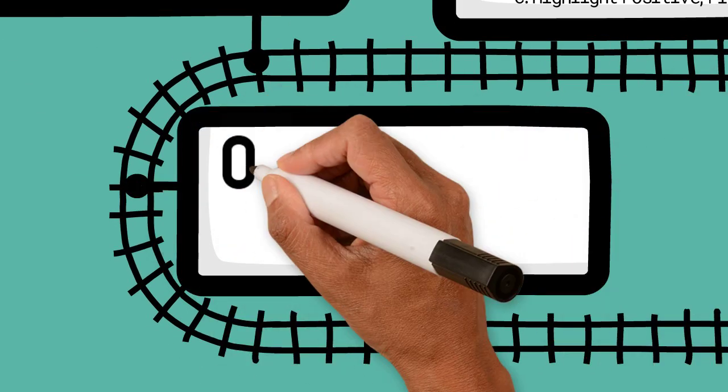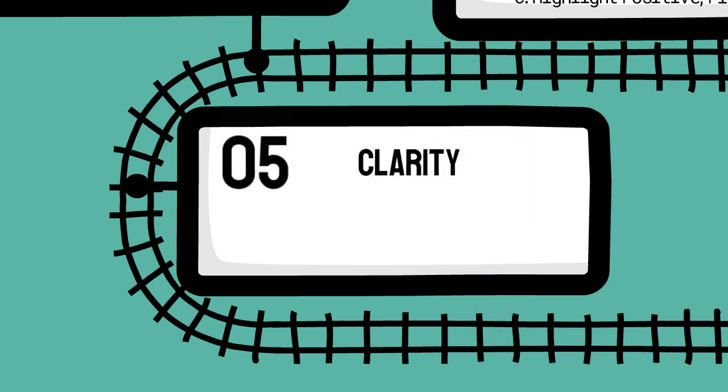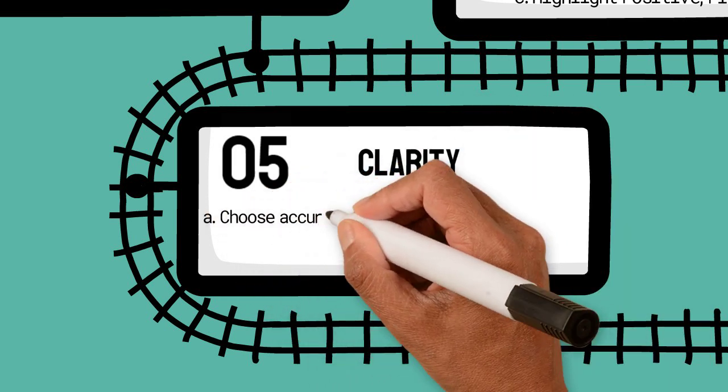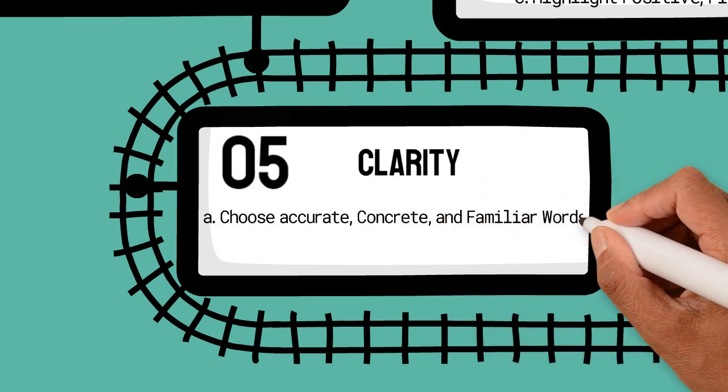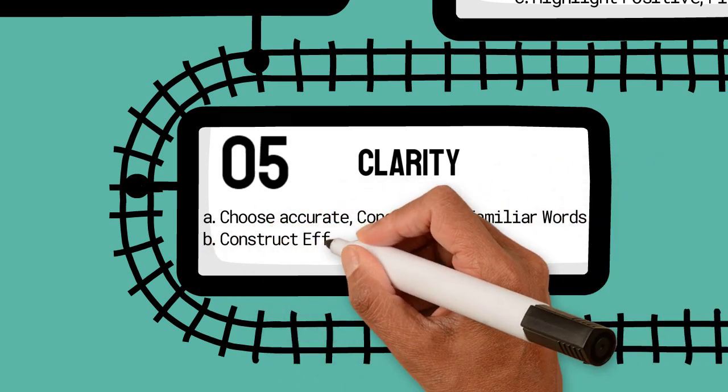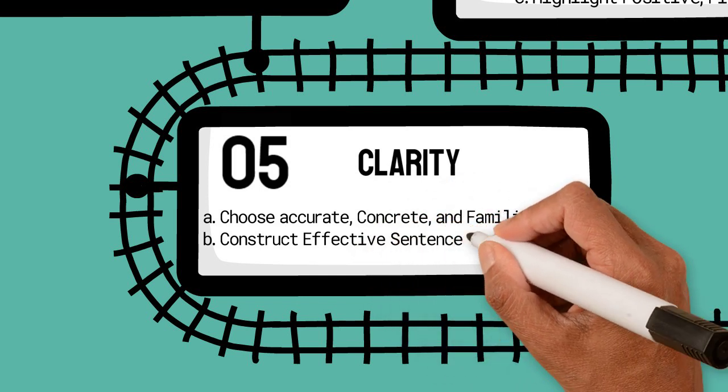Number 5, clarity. Choose accurate, concrete, and familiar words. And construct effective sentences and paragraphs.